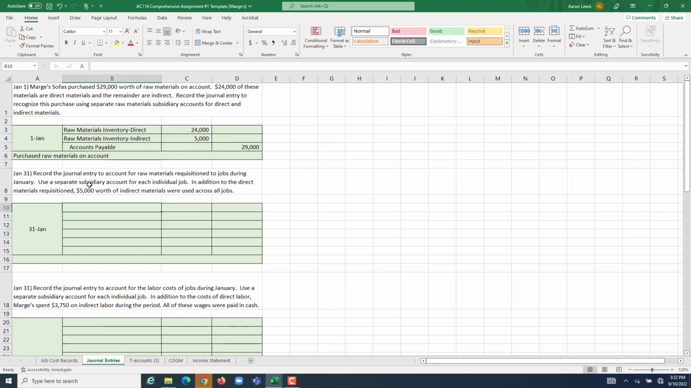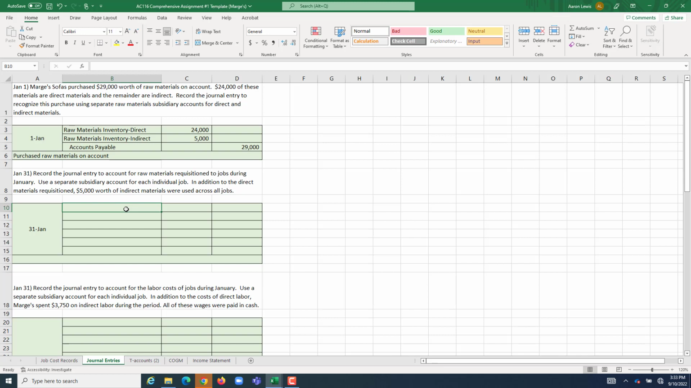We're going to record the journal entry to account for raw materials which got requisitioned to jobs during January using a separate subsidiary account for each individual job. So we're not just going to have WIP inventory, we're going to have WIP inventory for jobs 1, 2, and 3. In addition to these direct materials which were requisitioned, $5,000 worth of indirect materials were used across all jobs. Well, let's worry about the direct materials first.